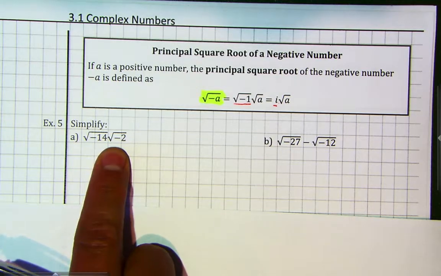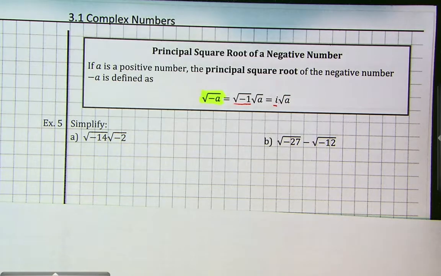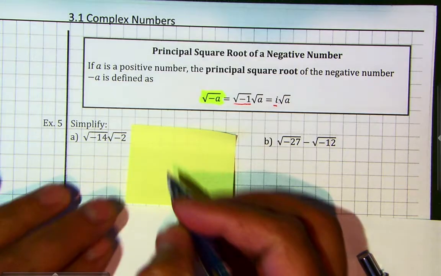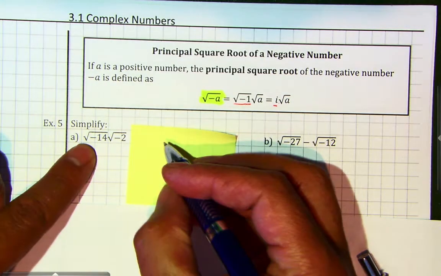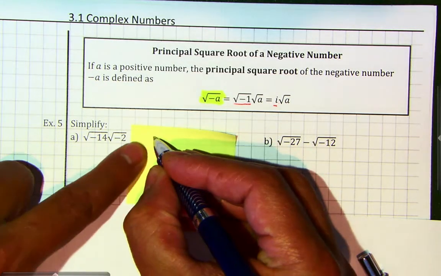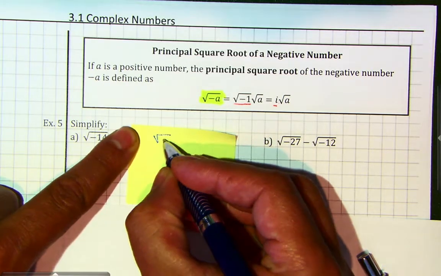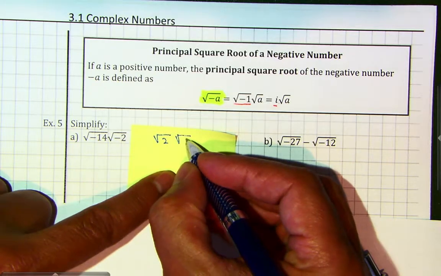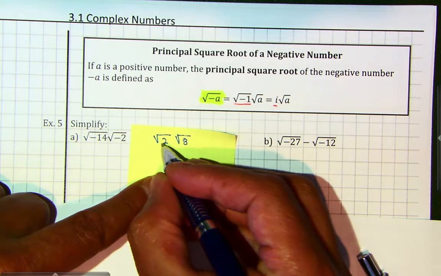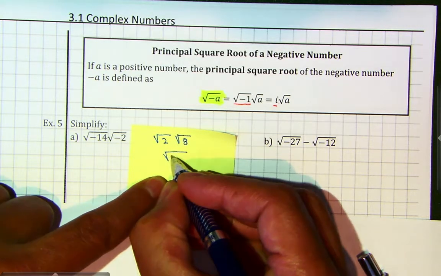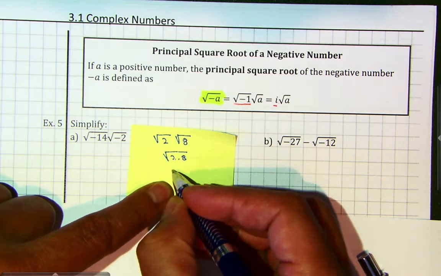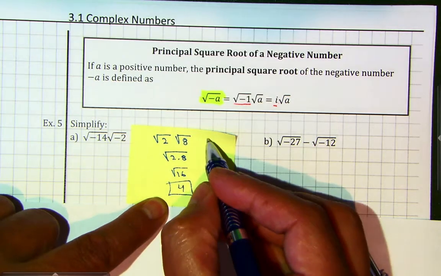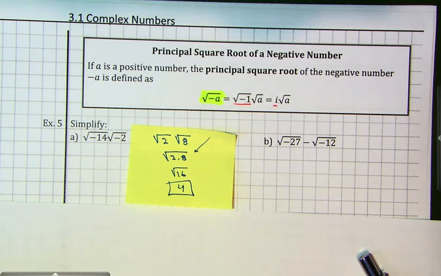So now when we simplify square root of negative 14 times square root of negative 2, we are very tempted to do the following. We are very tempted to say, well, I know before we've learned that we can multiply, for example, if I multiply square root of 2 times square root of 8, we've learned that we can actually multiply as 2 times 8, which is square root of 16, which is 4. Now, this rule only applies for real numbers.